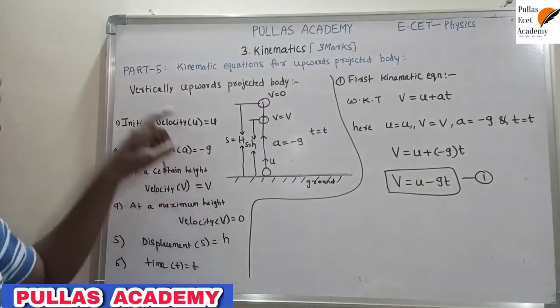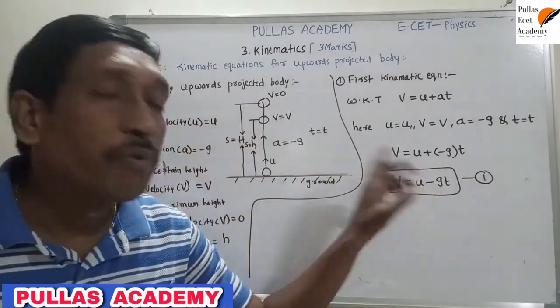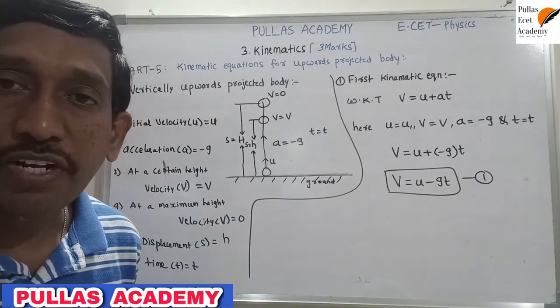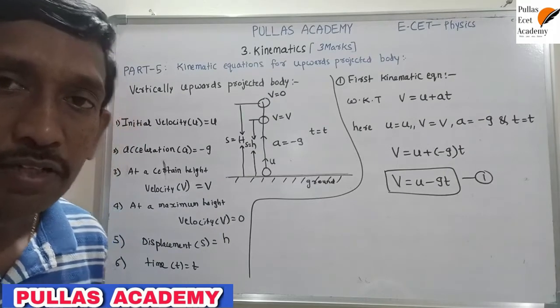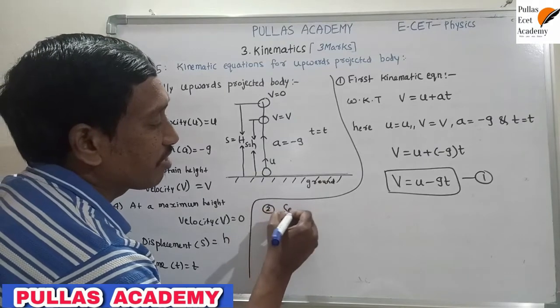What is the first kinematic equation for a vertically projected body? v is equal to u minus gt. v = u - gt is the first kinematic equation. In this way you have to understand. Clear? Right. Now we are going to discuss the second kinematic equation.